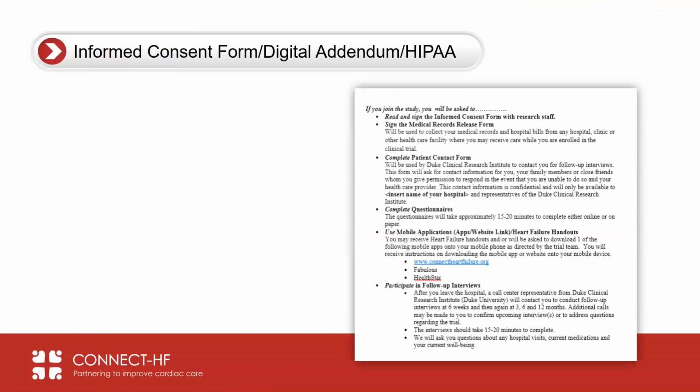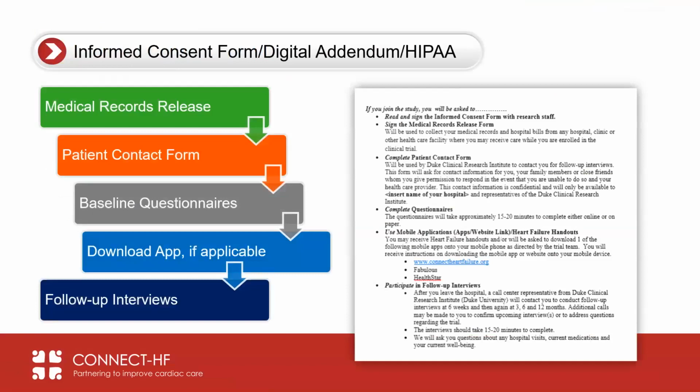During the consenting process, ensure the patient understands their trial responsibilities. These are the completion of the medical records release, patient contact form, completing questionnaires, and the use of the trial app if they are eligible. Follow-up will include 4 phone calls that will be completed by the DCRI call center. These interviews take approximately 15 to 20 minutes and are completed at 6 weeks post-discharge and then again at 3, 6, and 12 months post-discharge.